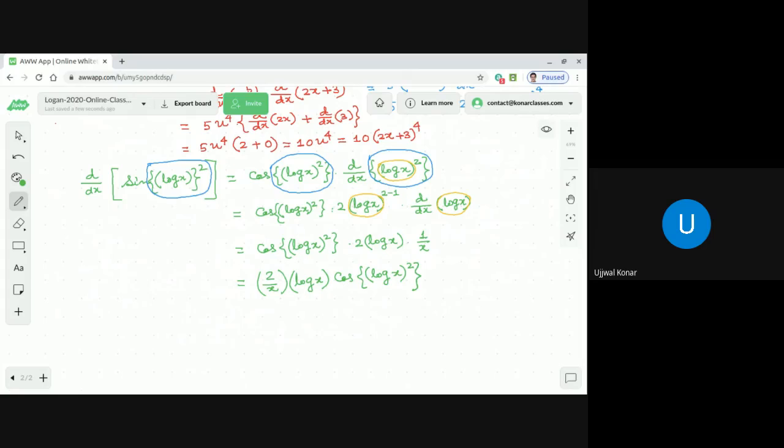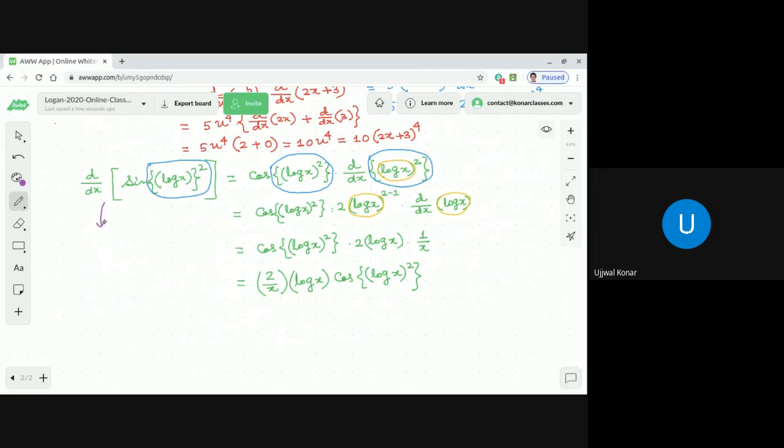Now, without doing that also you can do it. If you take u is equal to log x whole square, whatever is encircled in blue, na? That also you can do in this way. So then what will happen? That will be taking a little longer time.